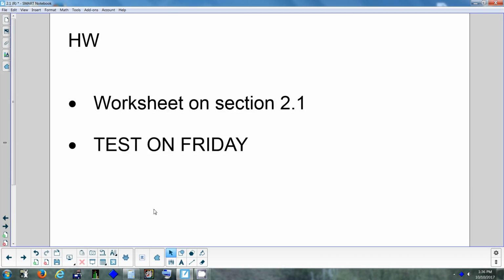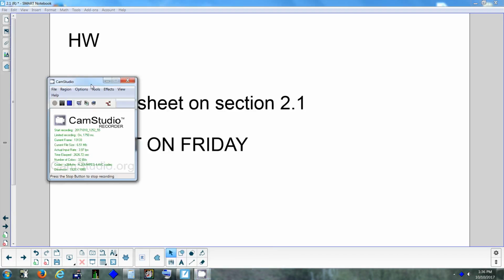Homework, section 2.1 now. Leave your notes out. You have some space down the bottom to do some practice problems. Do we have to do? Yes, you have to do the practice problems. It's your key to the homework.